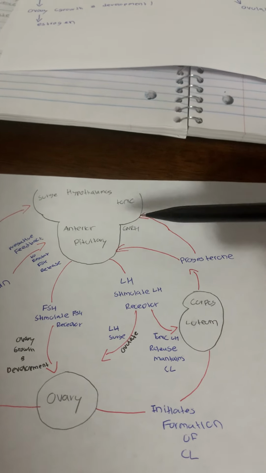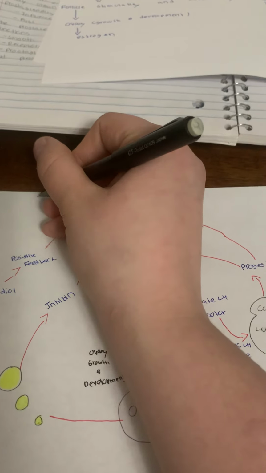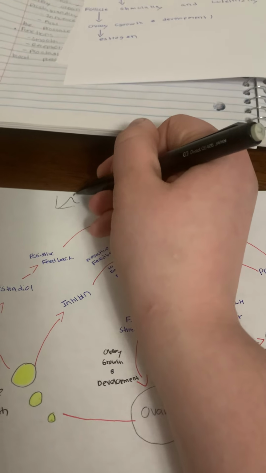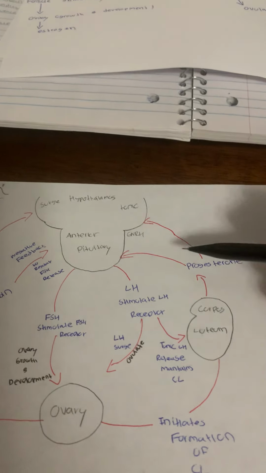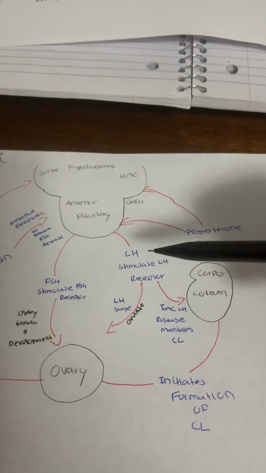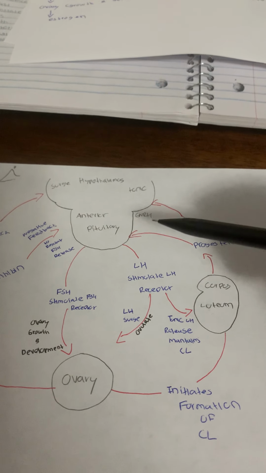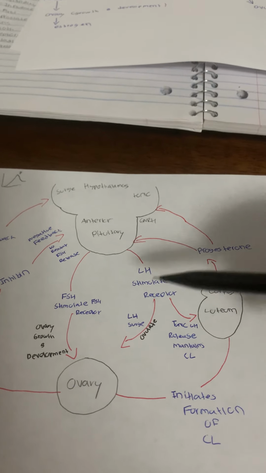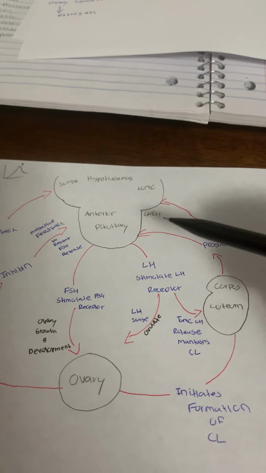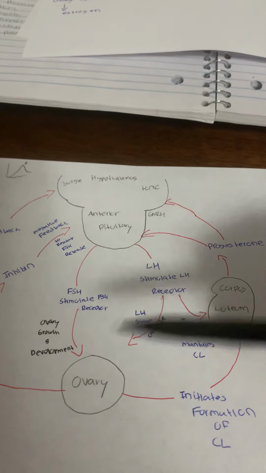When our GnRH has a surge, which, if we look at a graph here, would go like this, a spike, our LH is going to have a surge. Our GnRH stimulates our LH, so it's going to stimulate that receptor. If we have a surge of our GnRH, we're going to have a surge of our LH, which in turn ovulates our ovary.